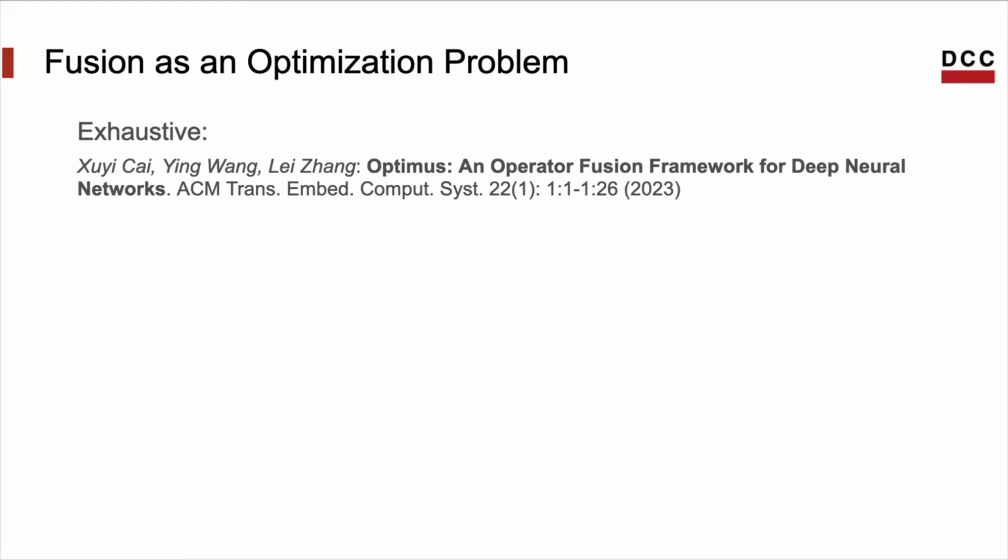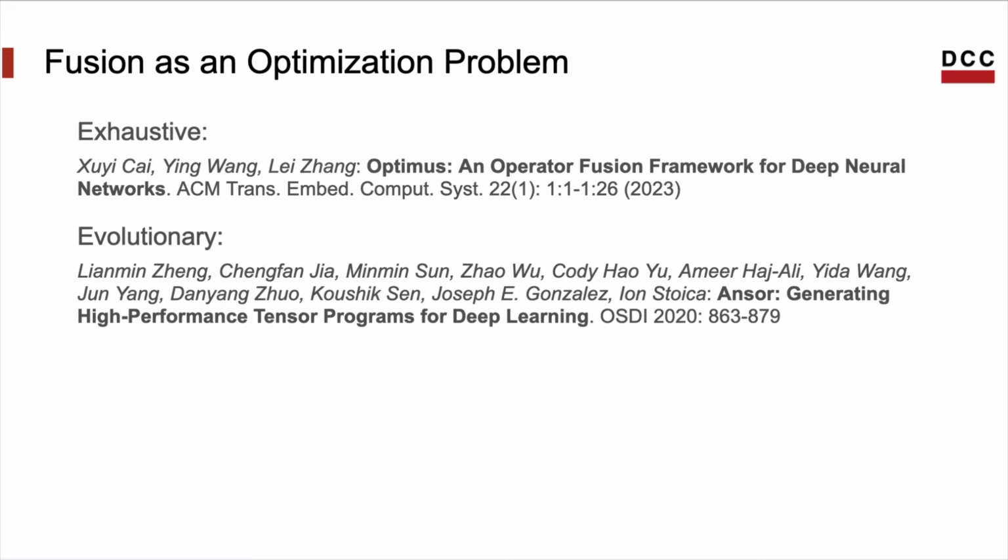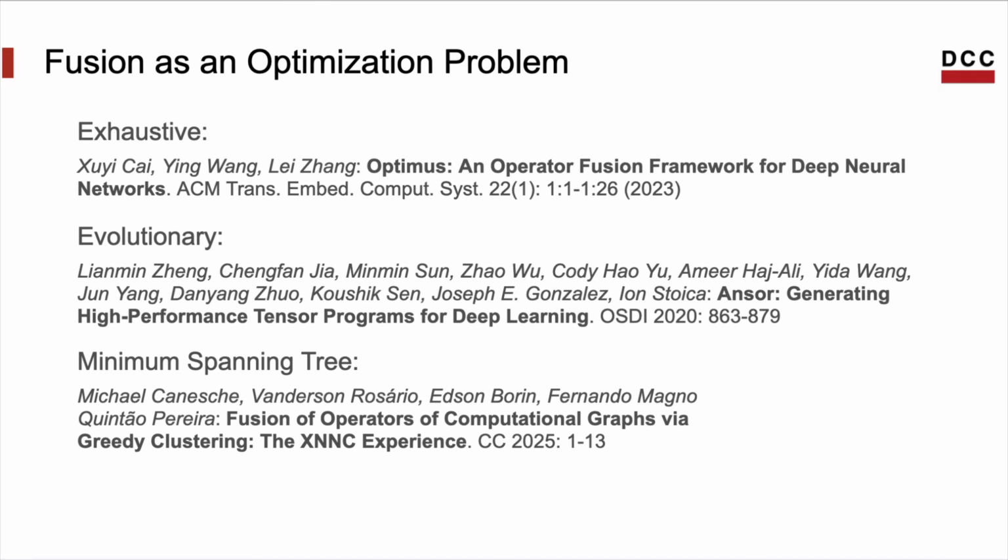potential fusion sequences. A different approach was proposed in the Tensor compiler. In this case, the compiler uses an evolutionary algorithm to decide which operators to fuse. But notice that this algorithm proposed by Zhang et al. is not guided by a static cost model. Tensor effectively runs the computational graph to measure the benefits of the transformations it carries out.